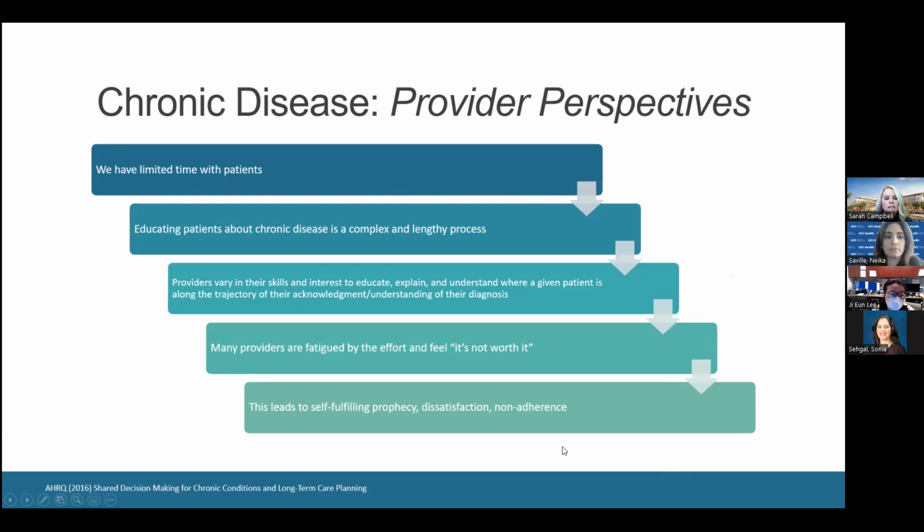Chronic disease from a provider perspective can include that we do have limited time with patients. Educating patients about chronic disease is complex and it can be a lengthy process. Providers do vary in their skills and interest in educating patients, and in understanding where a given patient is in their trajectory and their understanding of their own diagnosis. Many providers are fatigued, and especially with the pandemic, we're burnt out, and sometimes the feeling is that it's just not worth it. And this can lead to that self-fulfilling prophecy of dissatisfaction between patient and provider, and even non-adherence with the treatment plan.